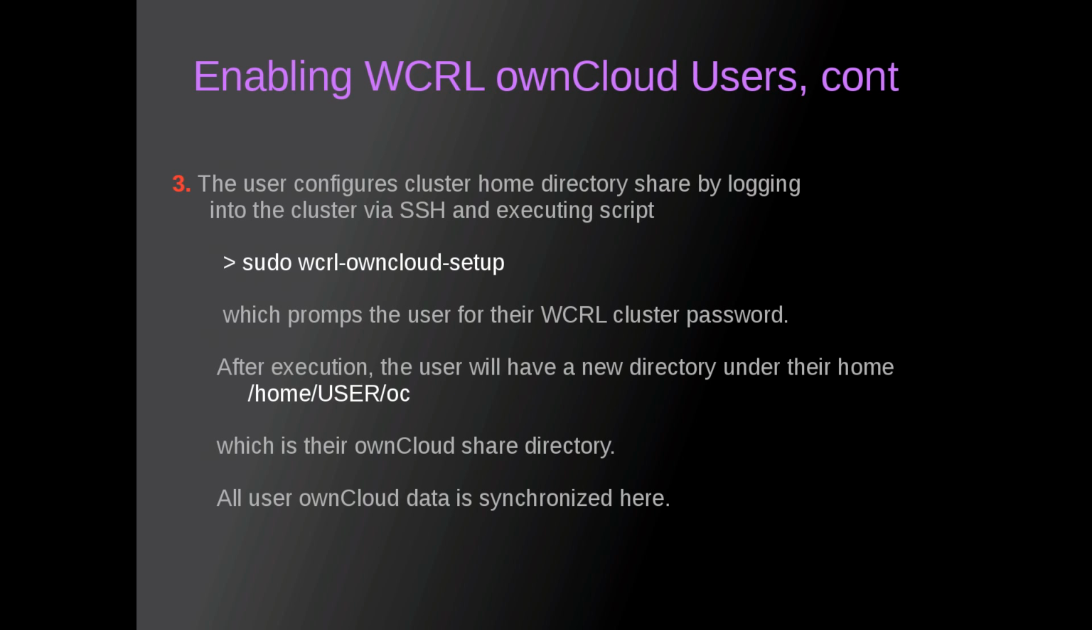In step 3, the user configures their home directory share by logging into the cluster personally via SSH and executing the given command. This command prompts the user for their WCRL cluster password. After execution, the user will have a new directory under their home, which is OC. This is their share directory where all of their ownCloud shared files will be located.